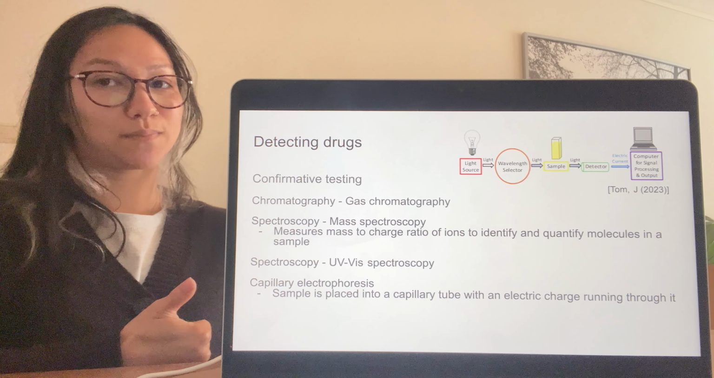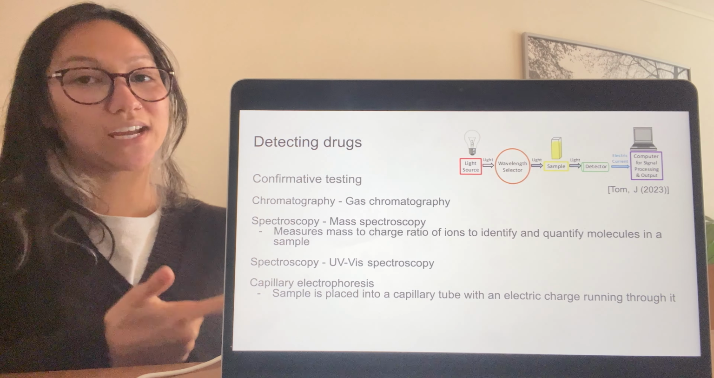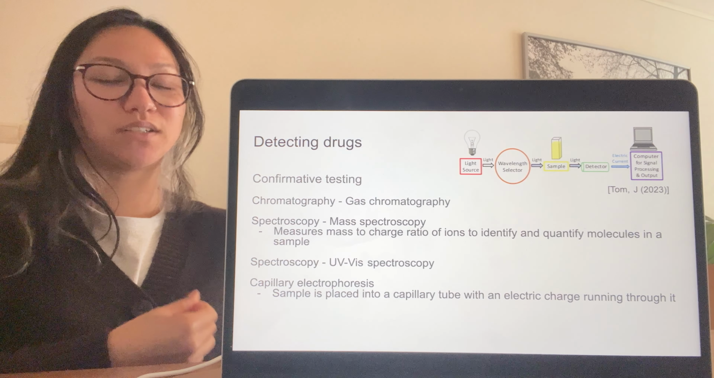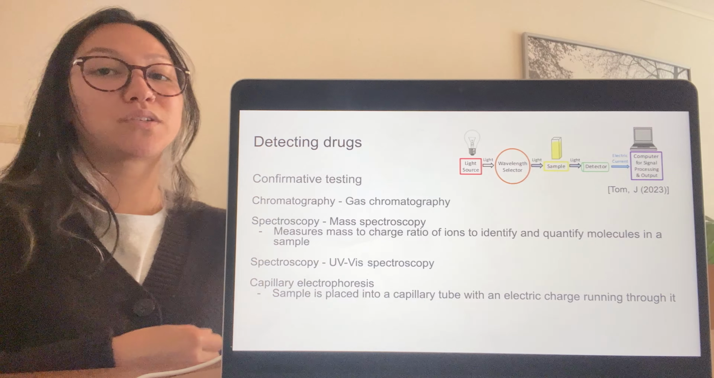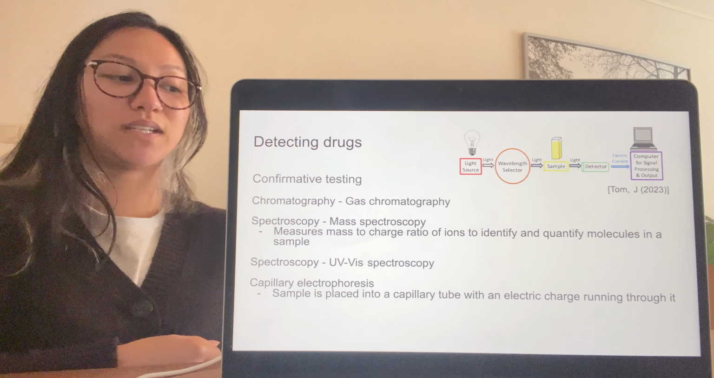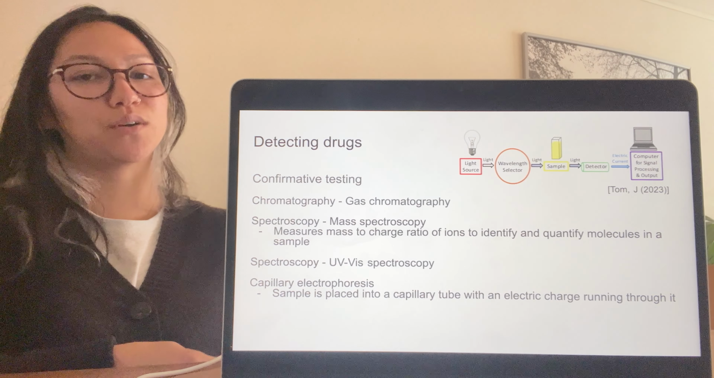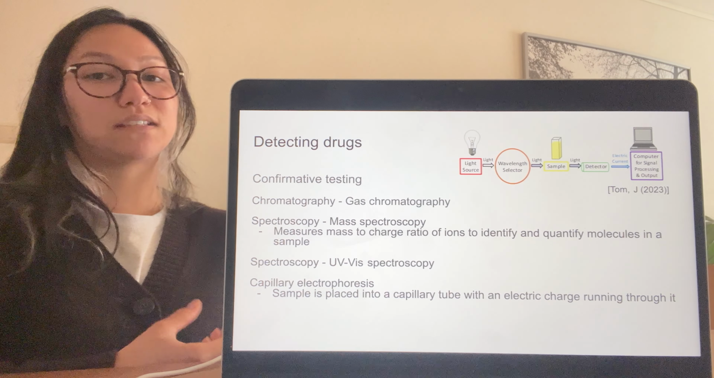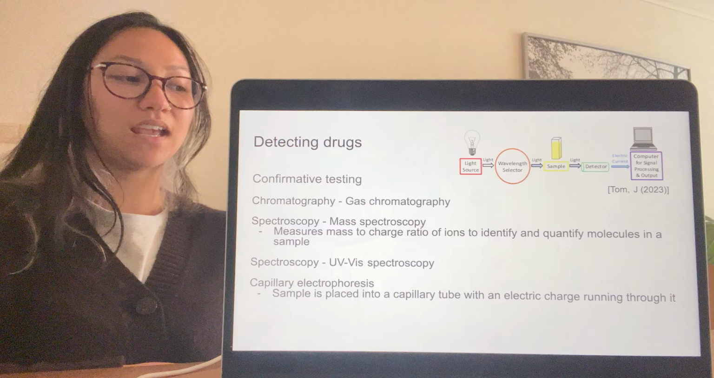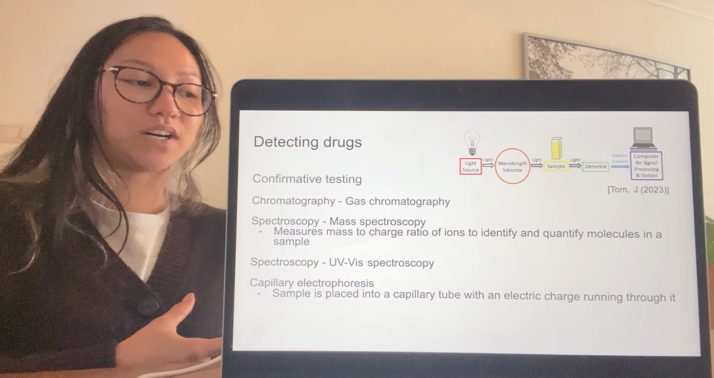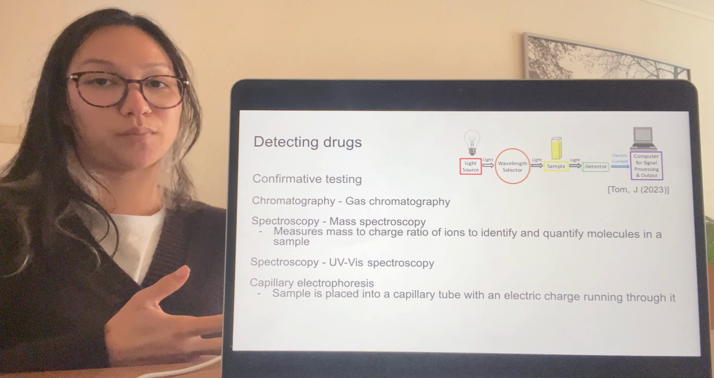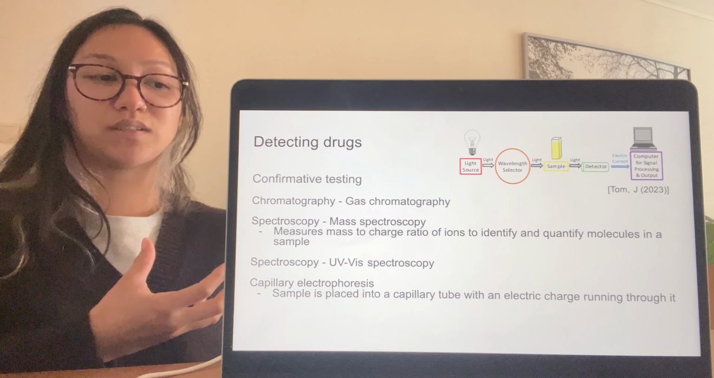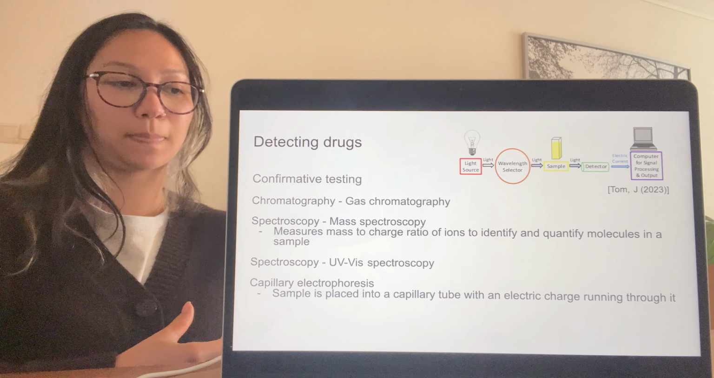Within spectroscopy, there is mass spectroscopy, infrared spectroscopy, UV visible spectroscopy, and Raman spectroscopy as well, of which mass spectroscopy is often combined with gas chromatography or liquid chromatography for enhanced identification, meaning it can detect trace amounts of drugs. And ultraviolet visible spectroscopy will measure the absorption of UV or visible light by a substance.